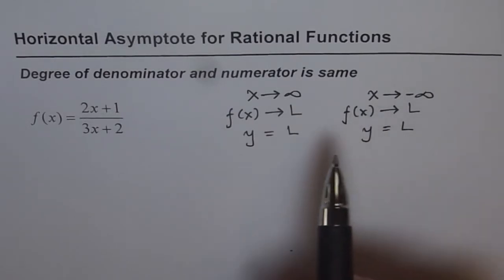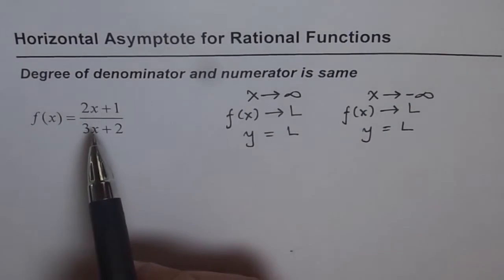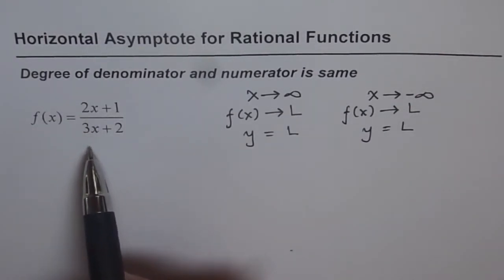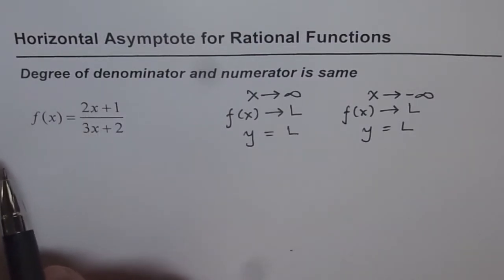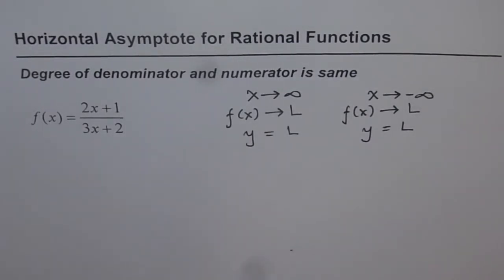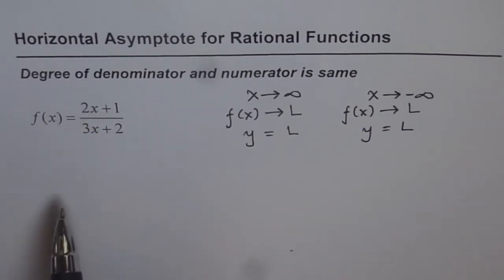Now any rational function can give us three conditions. One is when degrees of both numerator and denominator are the same, like the one we have here. Then we could have a rational function where degree of numerator is higher, or the third case could be degree of denominator is higher, right? So there are basically three cases. We'll consider all the three cases one by one. In this video we have a case where degree of numerator and denominator is just 1 and they are absolutely the same, correct? So how to solve such a question?